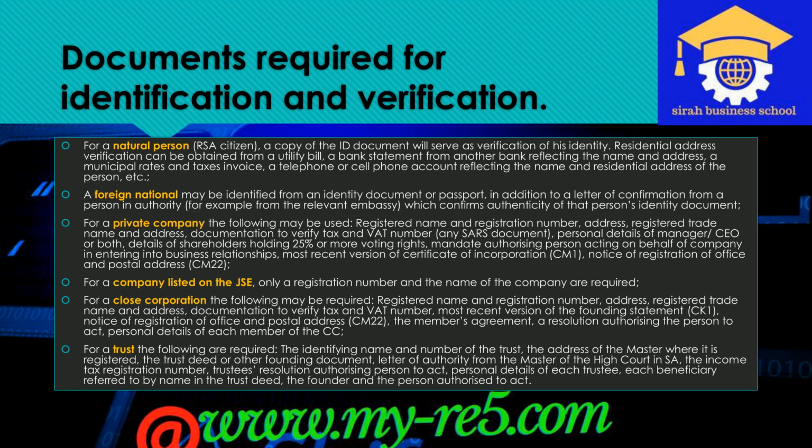For a company listed on the JSE, only a registration number and the name of the company are required.